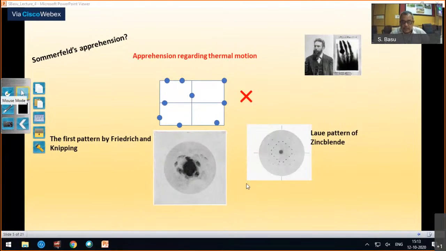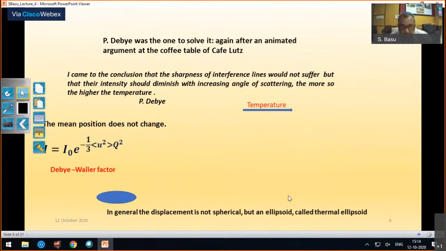With these two things, we can go ahead, and now I can tell you what happens when the temperature is not 0 Kelvin, but let's say room temperature or some higher temperature. What happens then? This was a solution which came from Peter Debye. It was actually discussed heavily at a famous cafe called Cafe Lutz in Munich at that time. Munich was the center of X-ray diffraction.